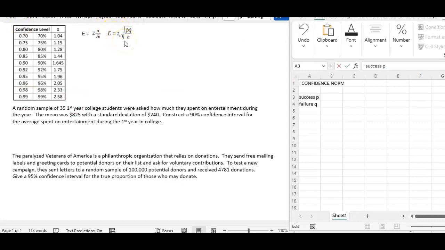Which would be right here. This is a formula to identify the margin of error for a proportion. And here we're identifying the margin of error for a mean. So let's walk through these two examples.